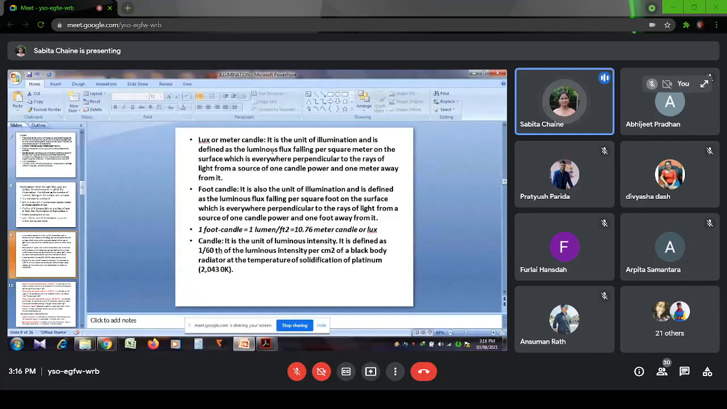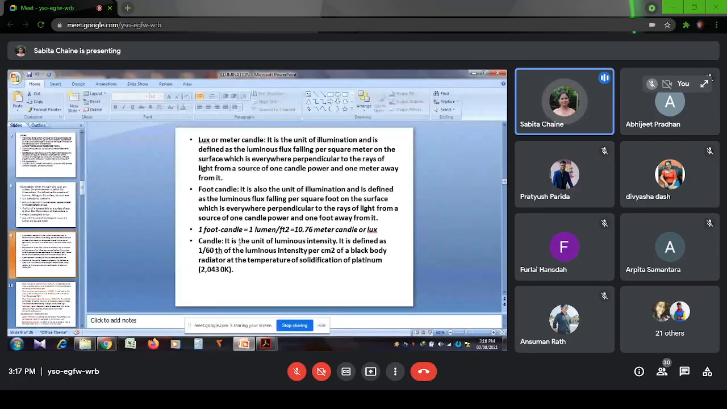So in place of meter, you can also use the term feet, distance in terms of feet. So then, what do you mean by candela?